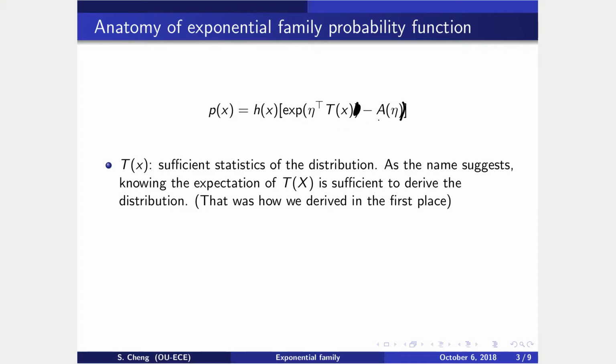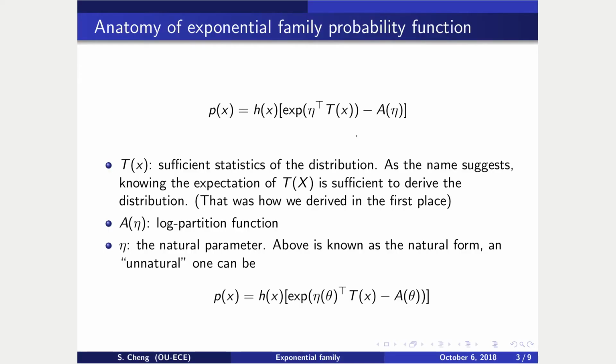I can pull this A(eta) outside. Then if I pull A(eta) outside, it will become something like exponential of A(eta) as a denominator. As I mentioned, this is a normalization factor, just to make sure that P(x) can be normalized to 1. In physics, there's a special name for that. This is called the partition function. Since exponential of A(eta) is the partition function, A(eta) is the log partition function.